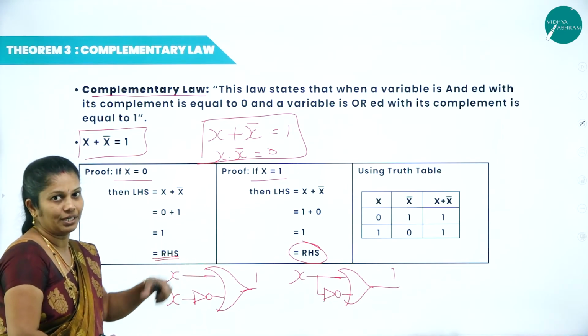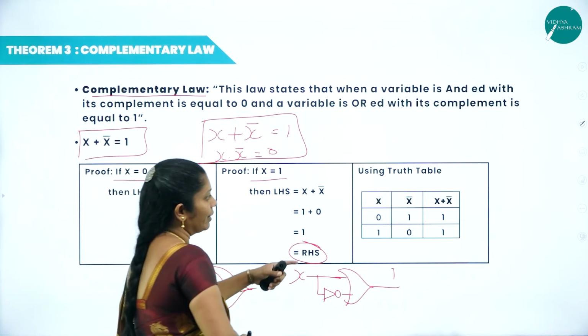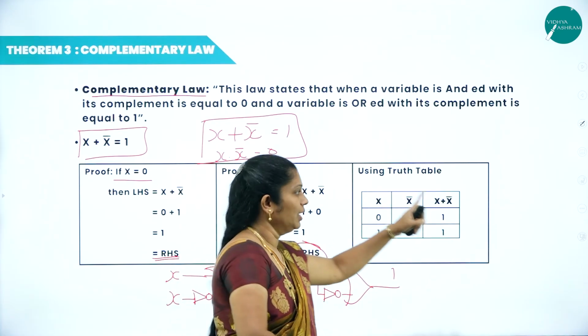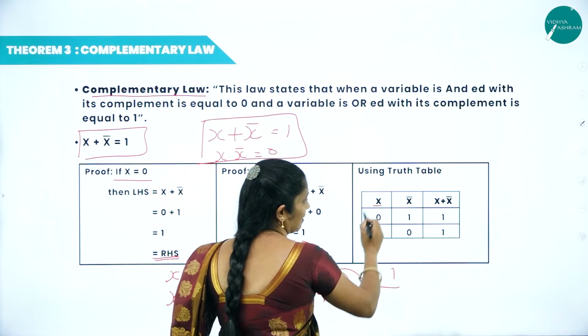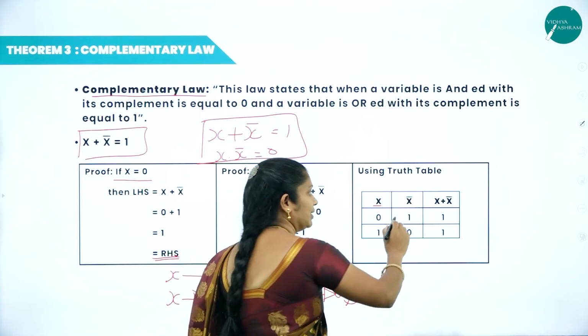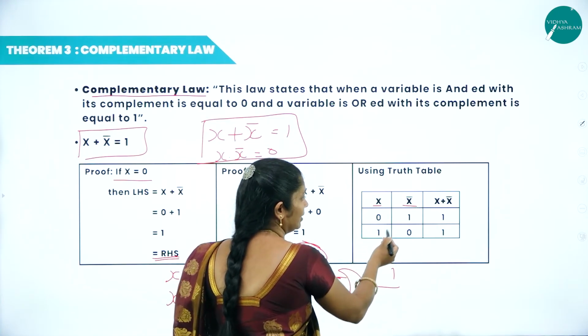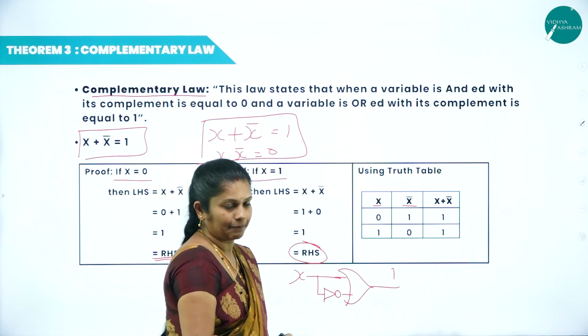This is a perfect induction method. Next, while writing the truth table, here we want to find out x plus x bar. That's why first we have to take x, that is 0 and 1. Then we'll take x bar, the reverse of the x variable, that is 1 and 0.